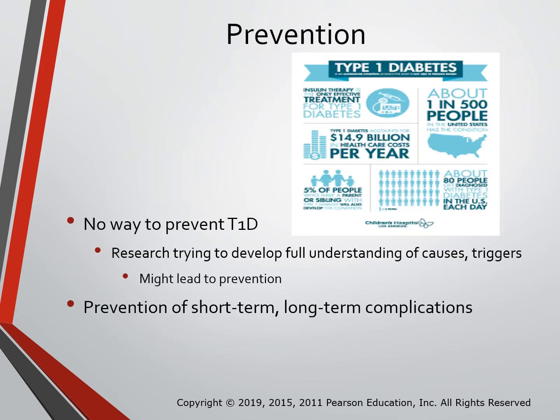Prevention: there's no way to prevent type 1 diabetes. They're working to fully understand what causes it. If they had a better understanding of the patho and triggers, they could hopefully find a cure or a prevention to even stop it.